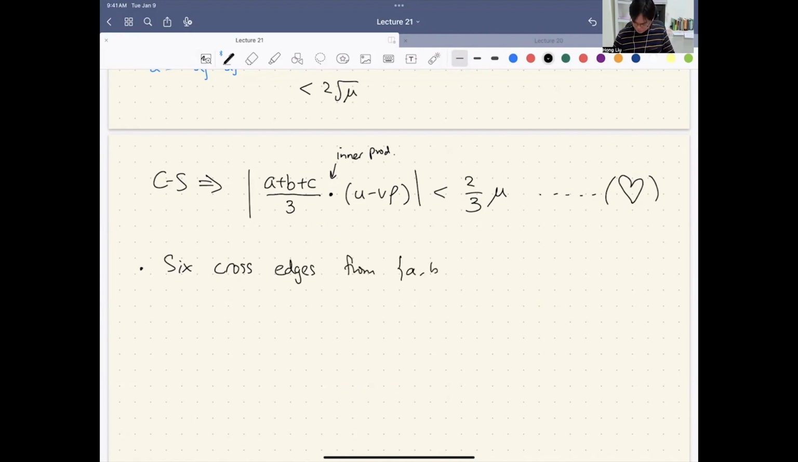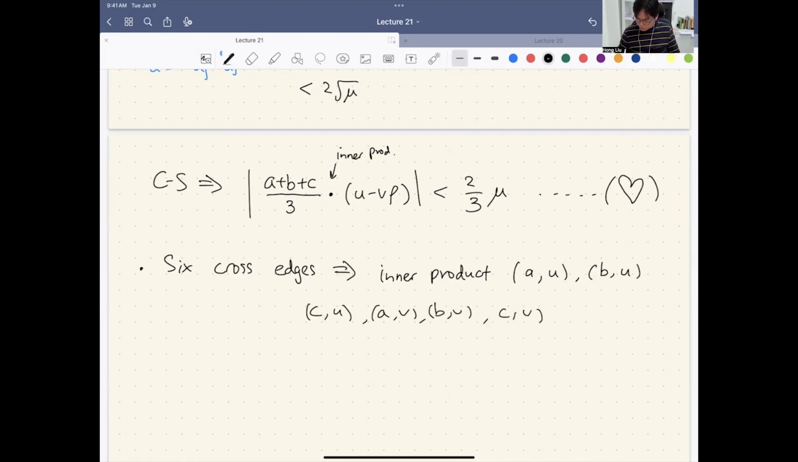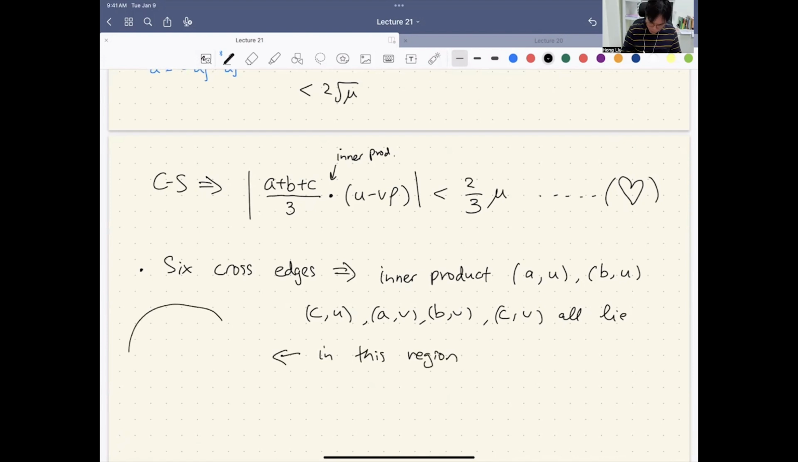From ABC implies that the inner products of AU, BU, CU, AV, BV, CV all lie in this region. All lie in this region.